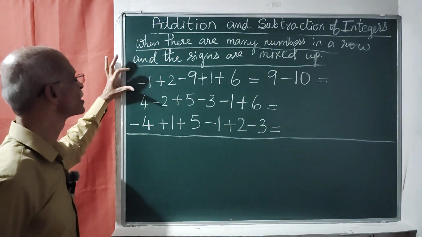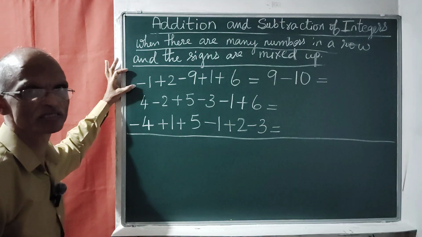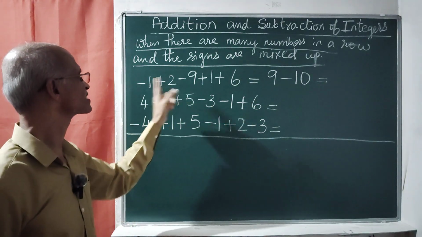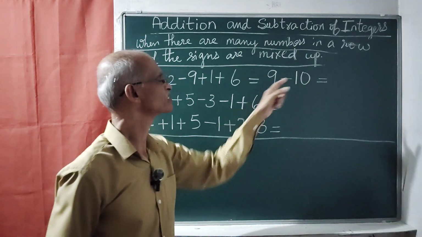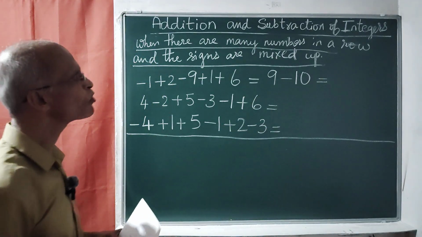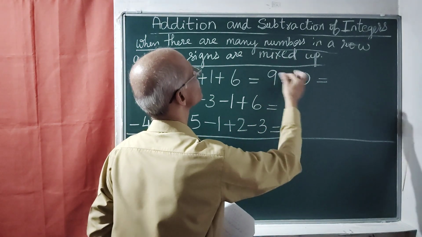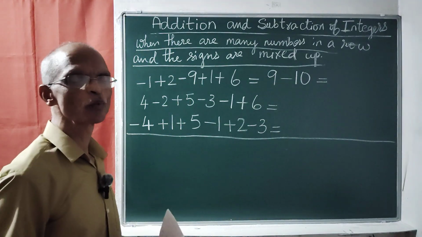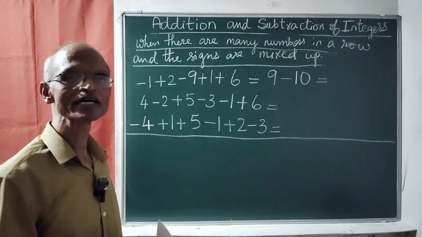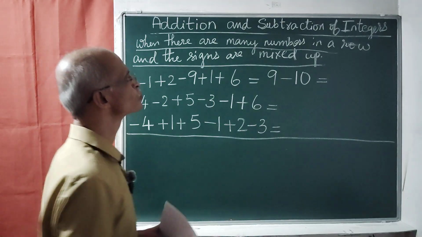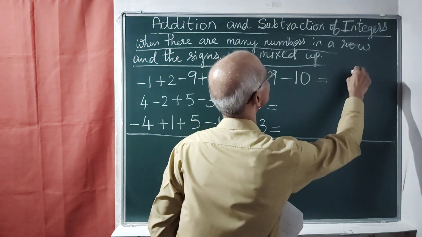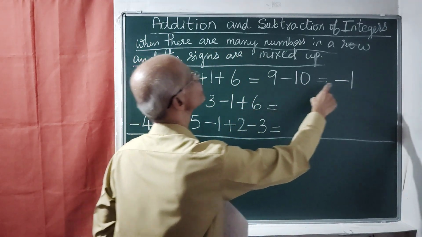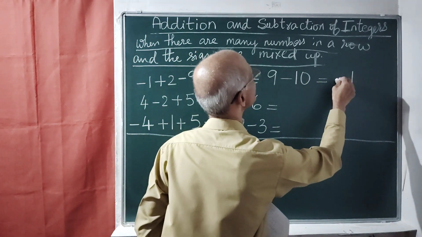The first step is pick up the plus numbers, add and put plus. I got plus 9. Pick up the minus numbers, add and put minus. I got minus 10. Now I have to solve further. Here the signs are different. So we already learnt, when the signs are different, subtract and put bigger number sign. So if I subtract, I will get 1. And what sign? Minus 1, because 10 is the bigger number. So I am going to give minus sign for 1.